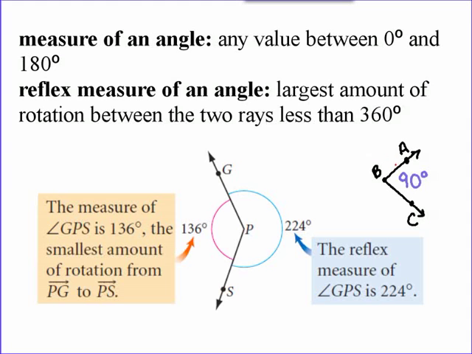The reflex angle is actually going to be this distance right here. And so that's going to be 270 degrees. The largest amount of rotation between the two rays, it must be less than 360. So in this case, it's going to be 270. That is the largest amount of rotation between those two rays.